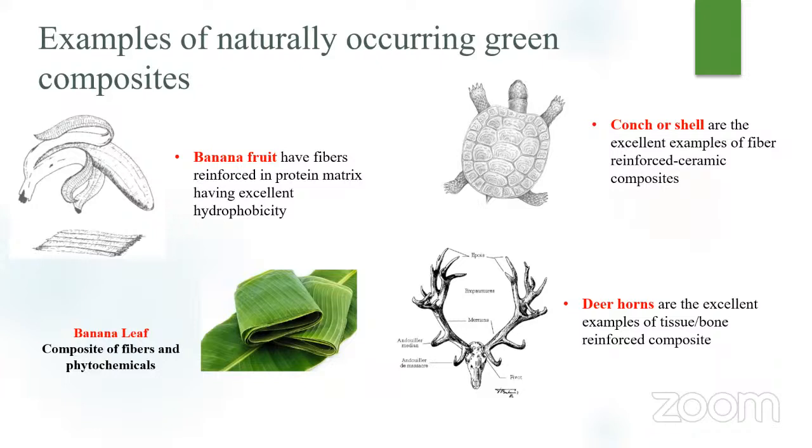Okay. So coming to the naturally occurring green composites, banana fruit. Banana fruit has fibers which are reinforced in the protein matrix. Banana leaf is a composite of fibers and phytochemicals. Then in case of animals, we have conch or shell, which are examples of reinforced ceramic composites. When we talk about deer horns, they are excellent examples of tissue, bone, or reinforced composites.